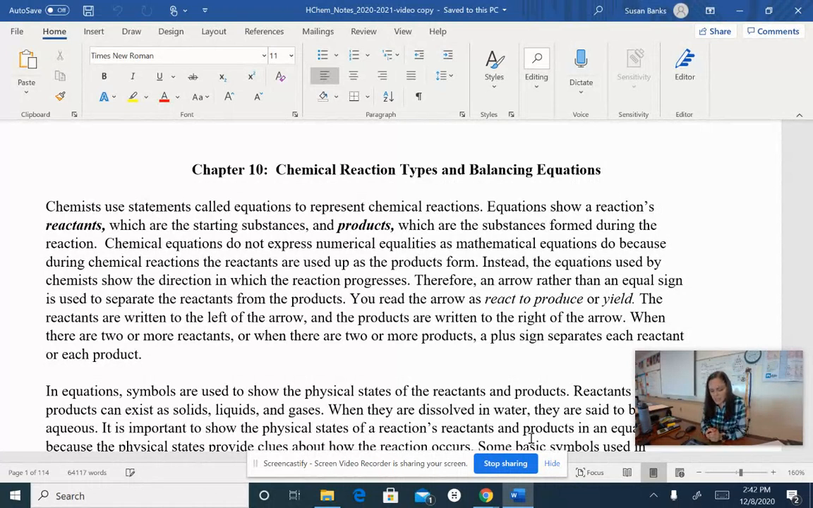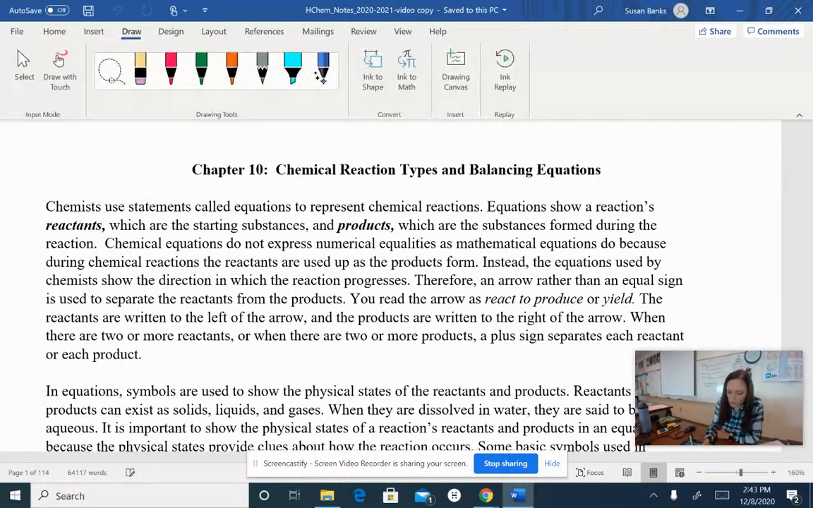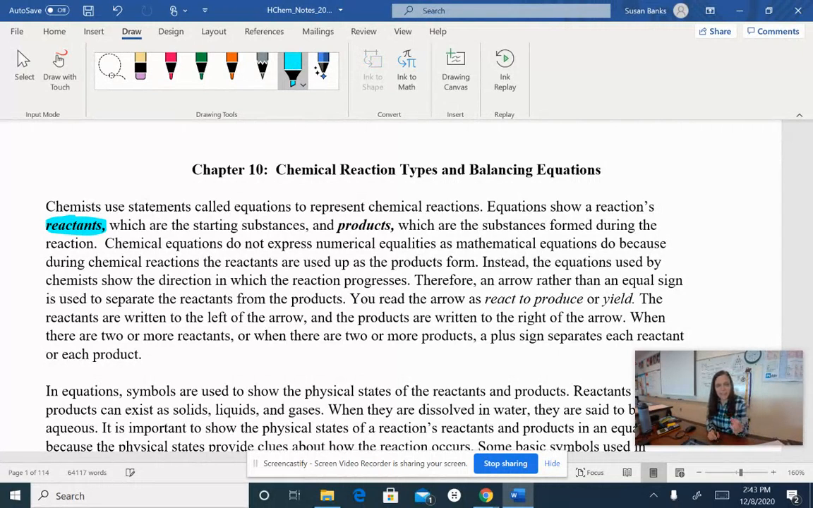Okay, chemists use statements called equations to represent chemical reactions. You've seen a couple of them already. Equations show a reaction's reactants. So when we look at reactants, they are the things on the left-hand side of the equation, or the things that we start with. And products, these are the things that are on the right-hand side of the equation. They are the things that we end up with, or the substances that are formed during the reaction.